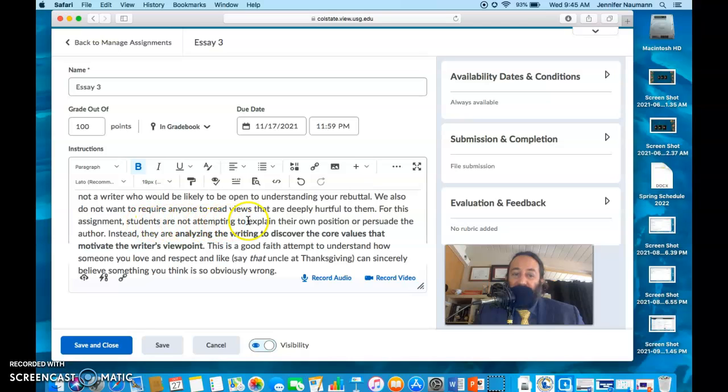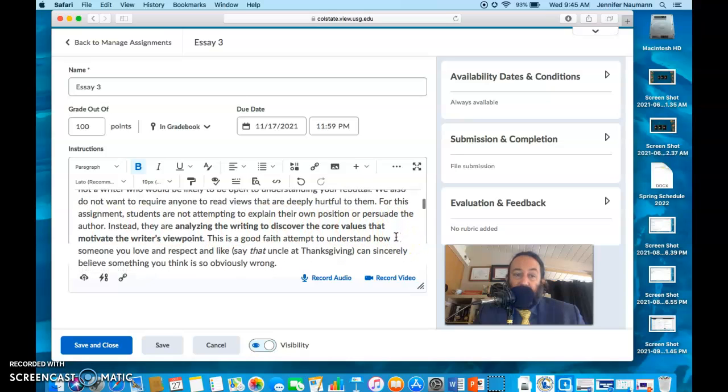For this assignment, students are not attempting to explain their position or to persuade the author. That's why I said in the lecture that it's not meant to be persuasive. Instead, we are analyzing the writing to discover the core values that motivate the writer's viewpoint. That probably best encapsulates the whole thing. This is a good faith attempt to understand how someone you love and respect, like an aunt or an uncle, can sincerely believe something that you think is obviously wrong.